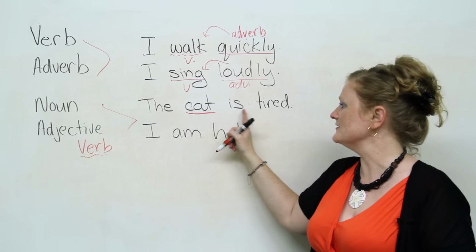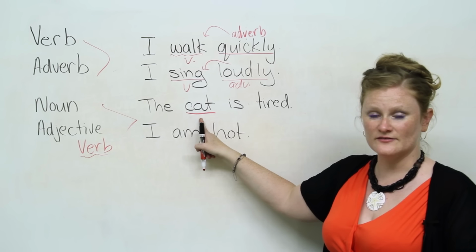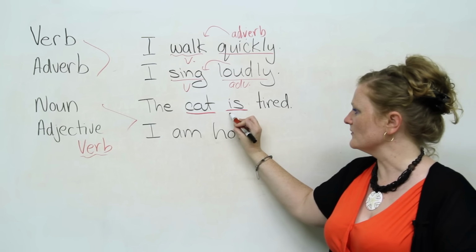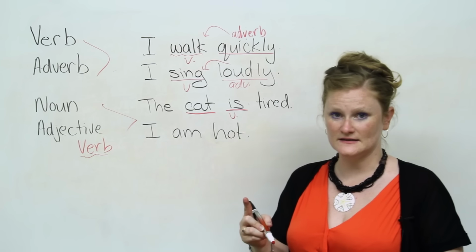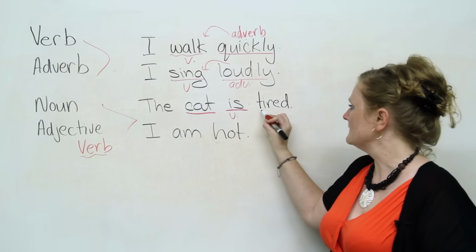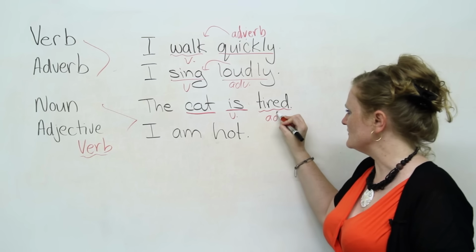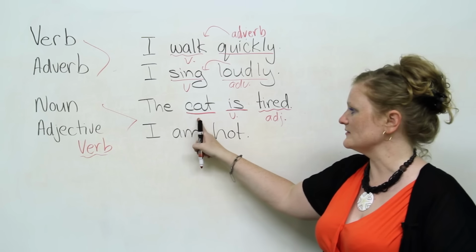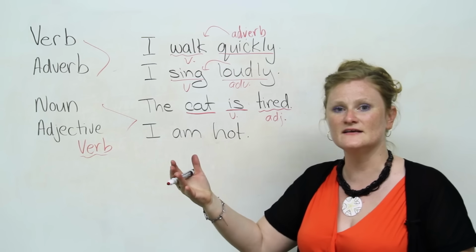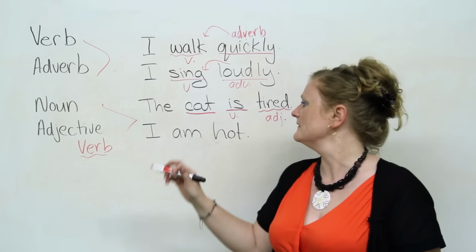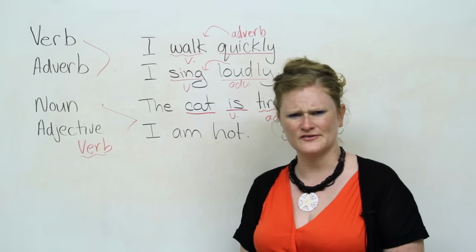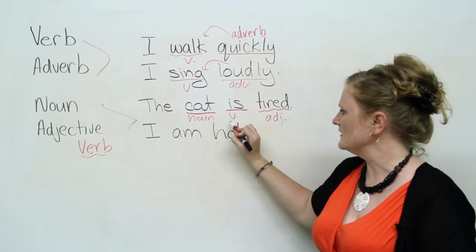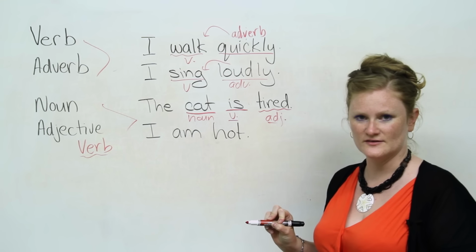The cat is tired. In this sentence, we have a cat, which is our noun. Then we have the verb to be. So the cat is. Then we have our adjective. Now remember, the adjective's job is to tell us about the cat. How's the cat feeling? What does the cat look like? The cat's tired. He wants to go to sleep. So we have our noun, and then our verb, and our adjective.